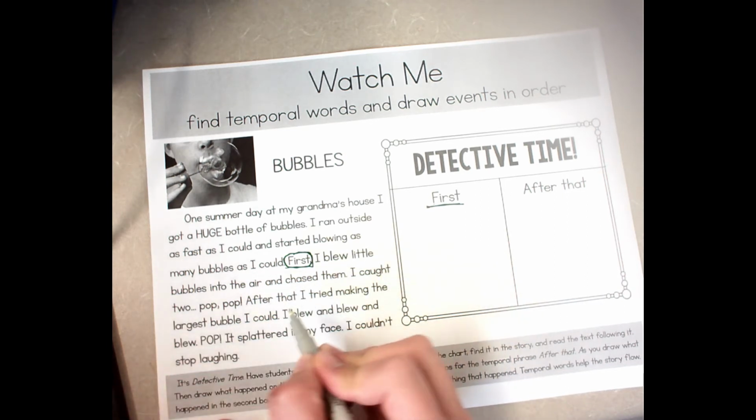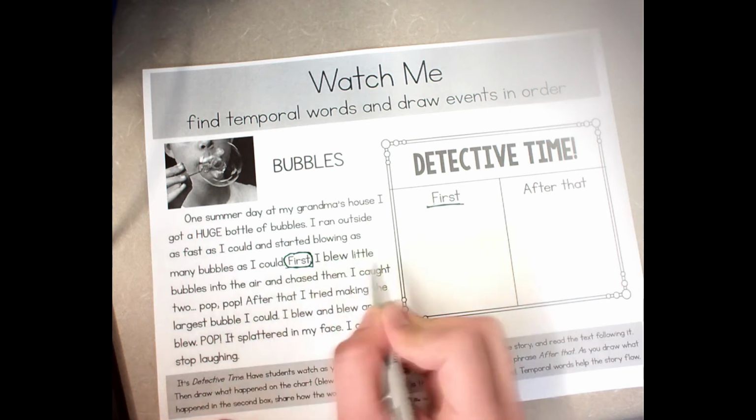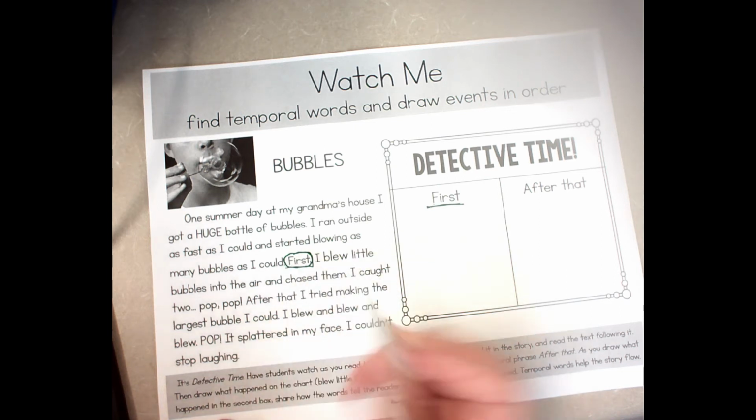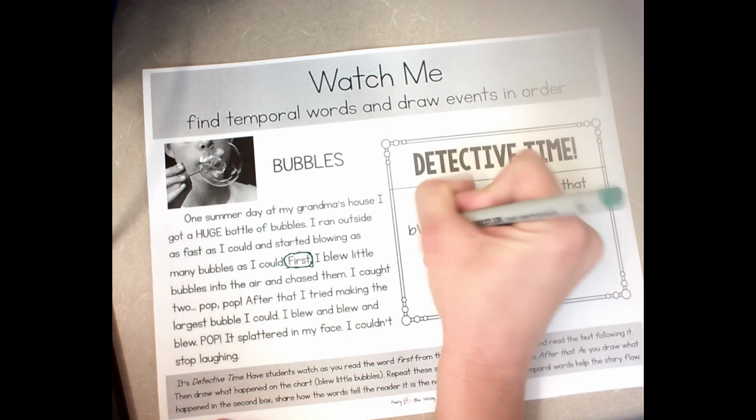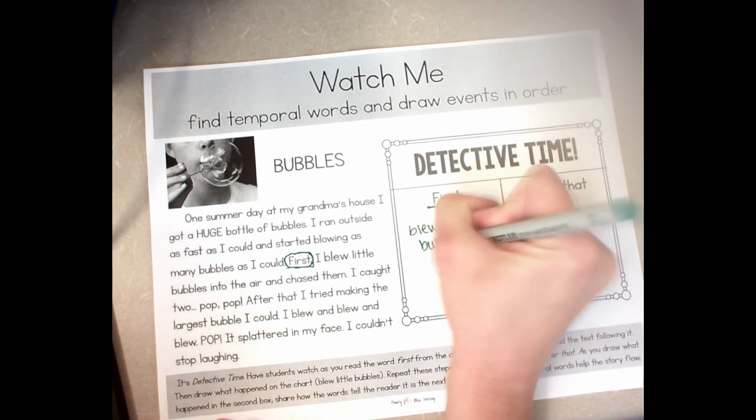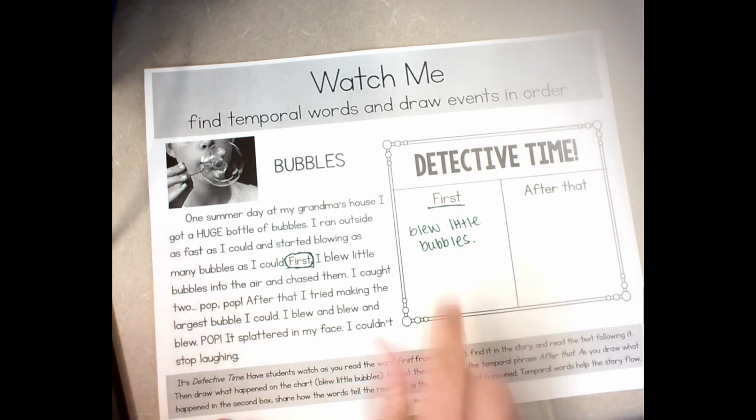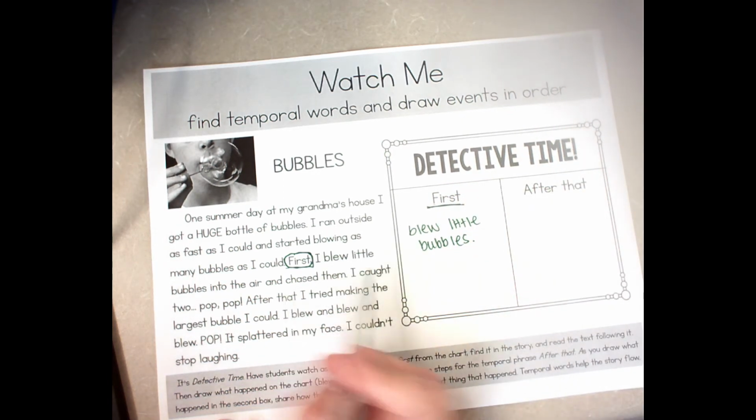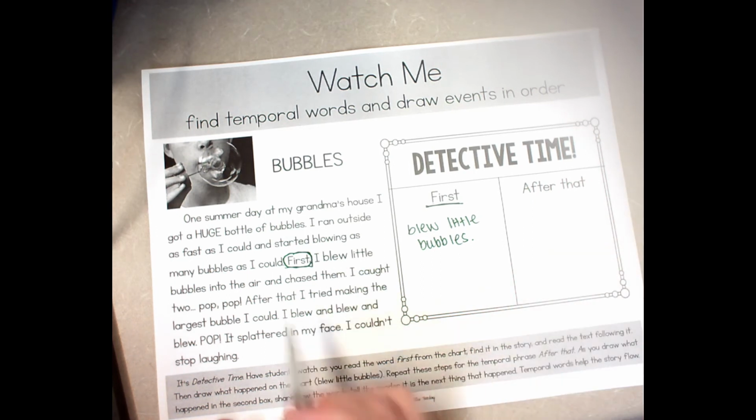After that, I tried. Okay, so what did he do first? First, I blew little bubbles. So I'm going to write, he blew little bubbles. So that helps me to figure out what he did next. First, he blew little bubbles. What did he do after that?